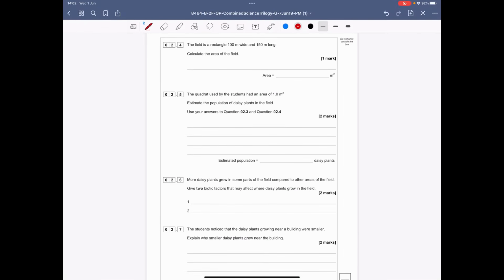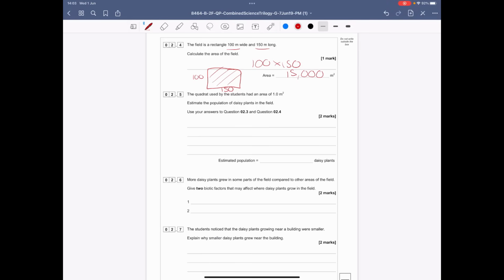The field is a rectangle, and it is 100 metres wide and 150 metres long. So you've got to calculate the area. So it's just the area of a rectangle, 100 by 150. Hopefully we know from maths that to do area is just base times height. So 100 by 150 is 15,000.